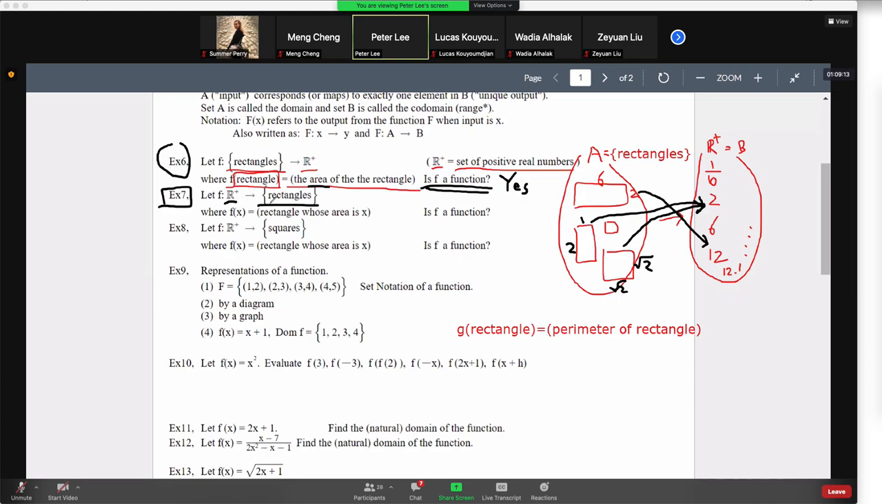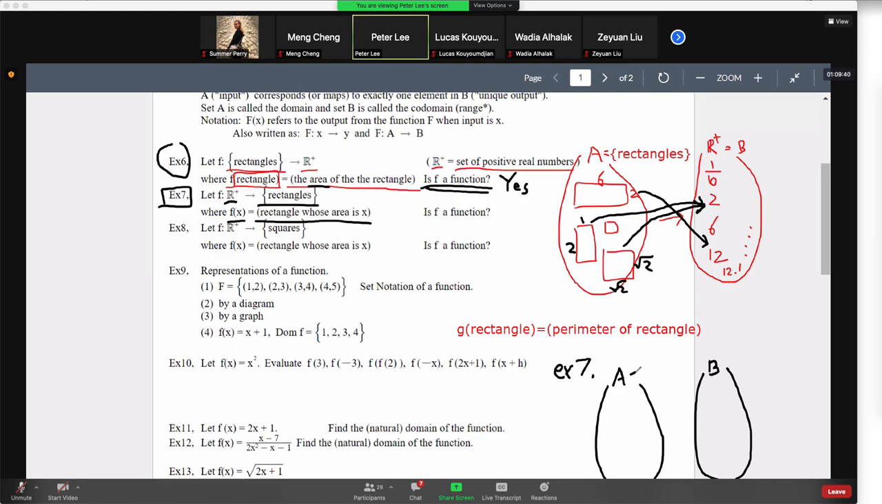Now, how do you match this? Well, what is this? f of x is equal to the rectangle whose area is x. Oh, I see. So in example 7, let's make a match here. What is the relation we are talking about? The relation here is this one. Let me call this guy A, and this guy B. A is the domain, and B is the range.